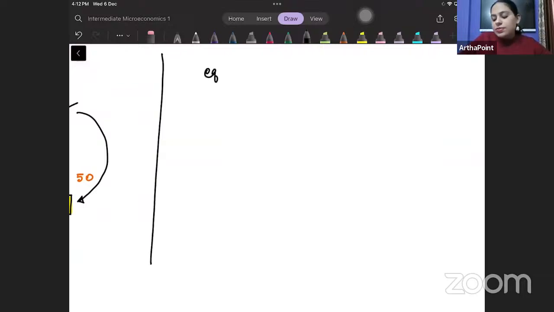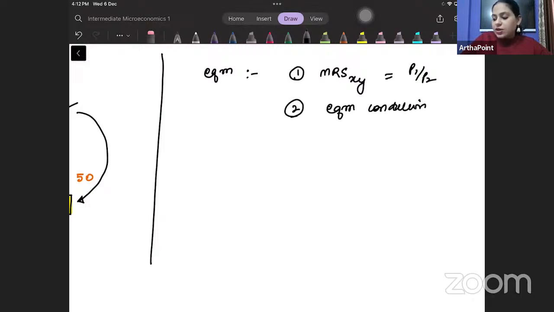Tell me something. What is my equilibrium condition? How do we find equilibrium? Step 1, we equate MRS to the price ratio, and step 2, whatever equilibrium condition comes from here, we plug that equilibrium condition into the budget line. This is what we do, beta.